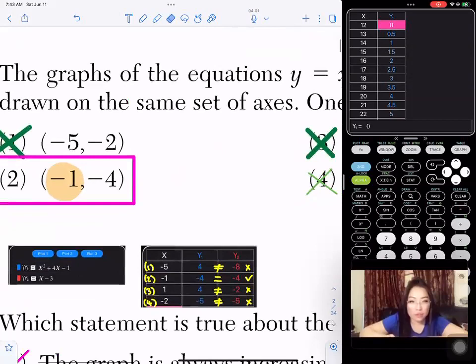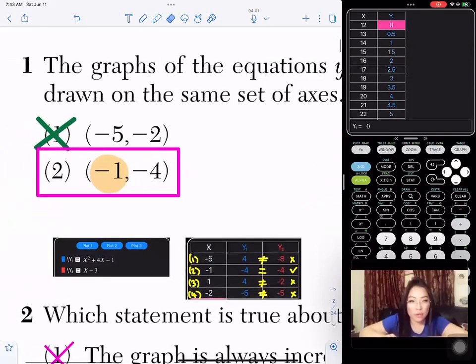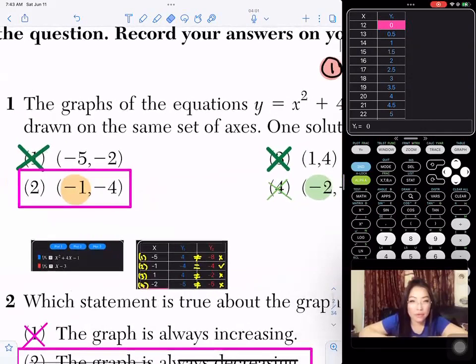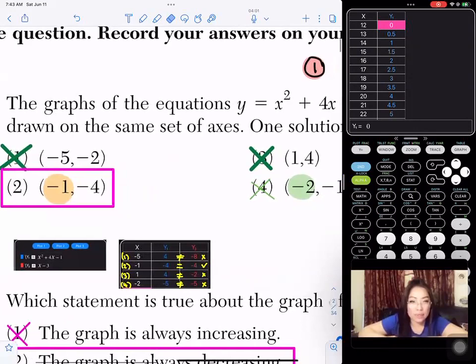Another way you could do this is just by putting it into y1 and y2 on your calculator and type in the 4 values that they give you, -4, -1, 1, and -2, and see which one works. And obviously choice 2 works, okay?